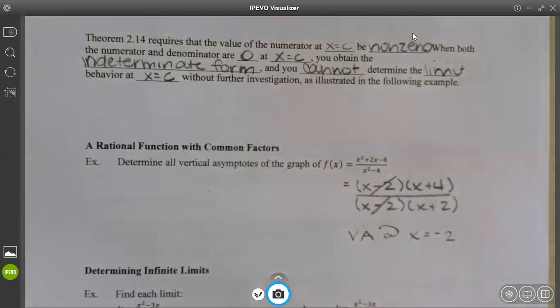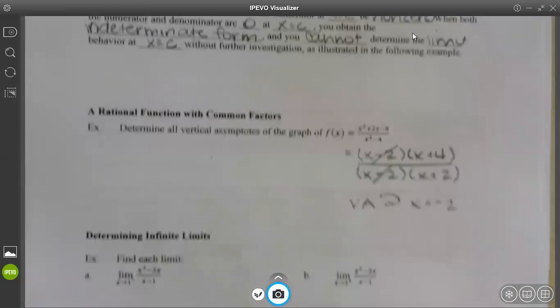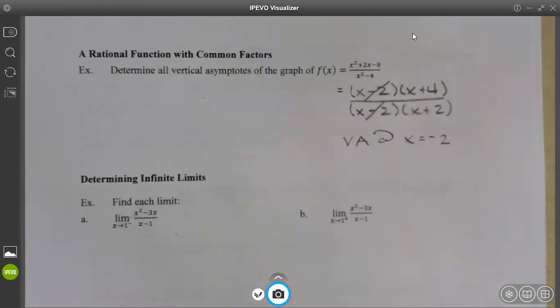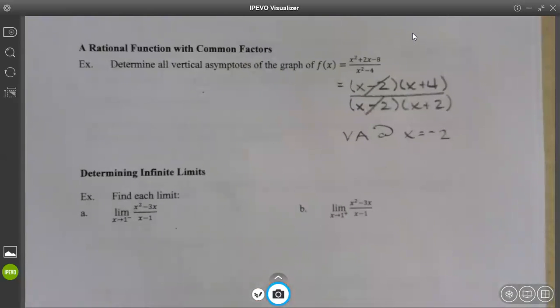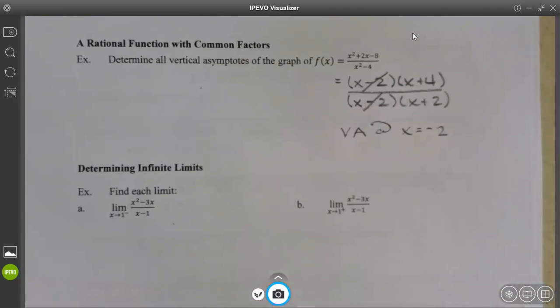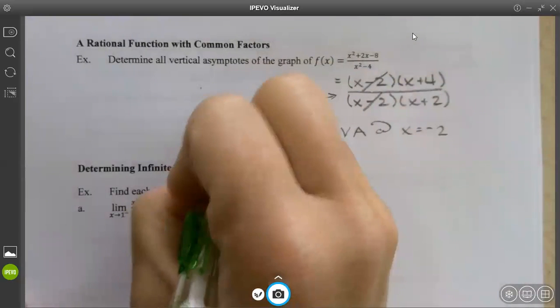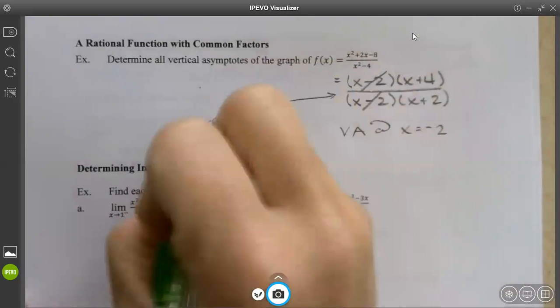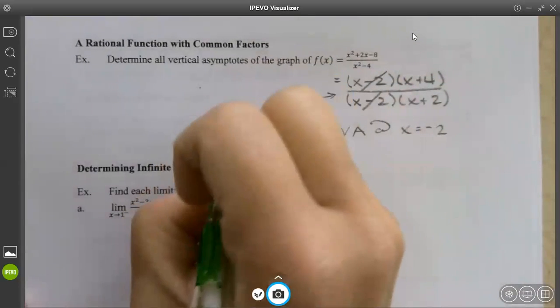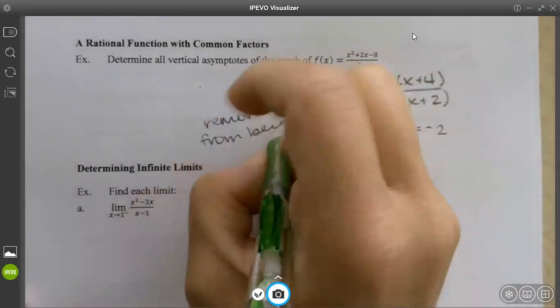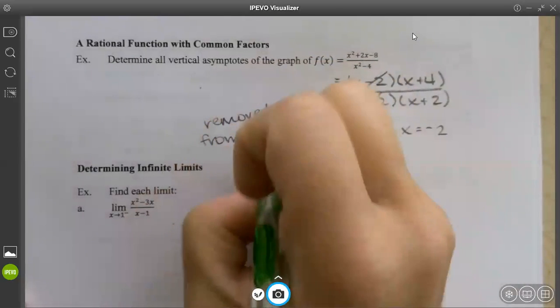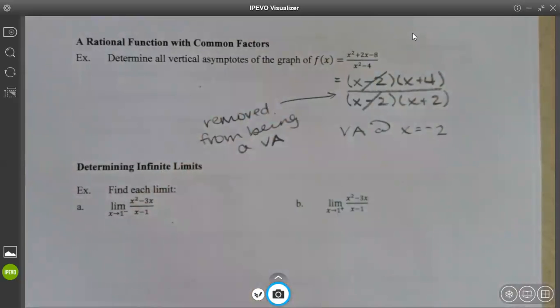All right. Determining infinite limits. So again, let me throw this out here. You removed this point from being a vertical asymptote. That's what makes it removable versus not removable.